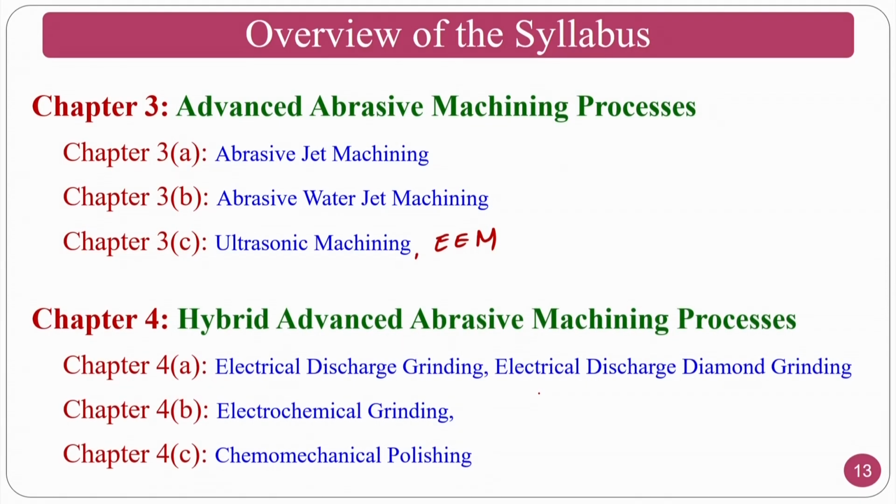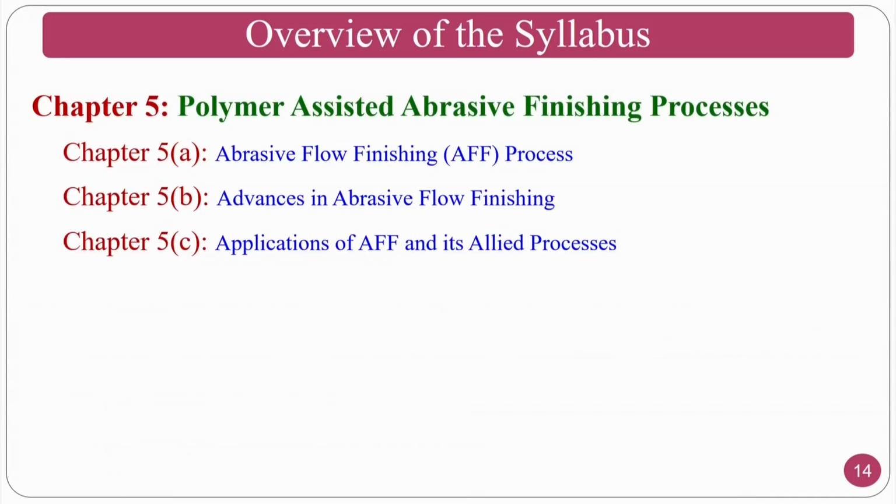In chapter 4, we study hybrid advanced abrasive machining processes such as electric discharge grinding, electric discharge diamond grinding, electrochemical grinding and chemomechanical polishing. These are the hybrid advanced abrasive machining processes we will study. Then we go ahead with the latest trends in abrasive finishing processes such as polymer assisted abrasive finishing processes, where we study the abrasive flow finishing process, advances in abrasive flow finishing and applications and allied processes of abrasive flow finishing.